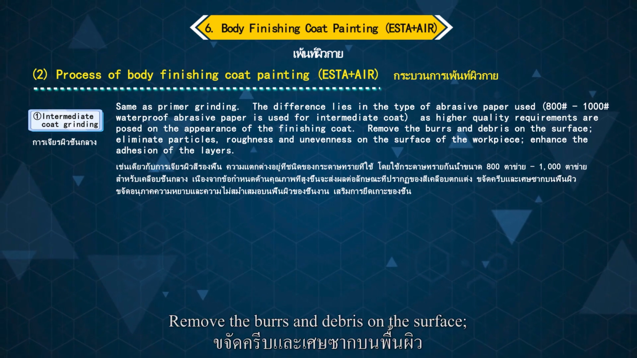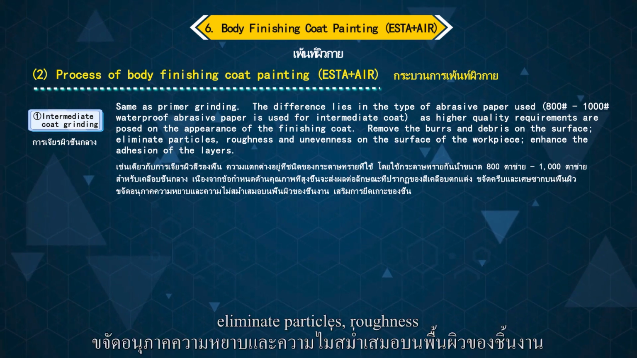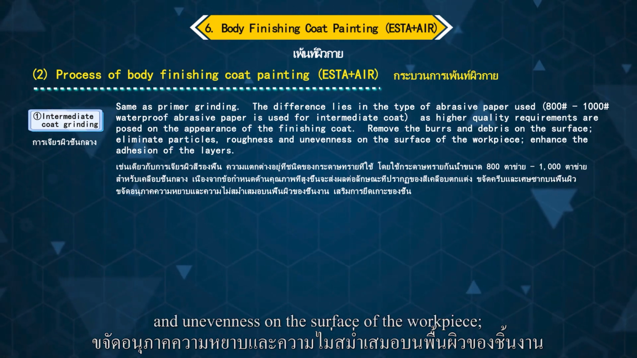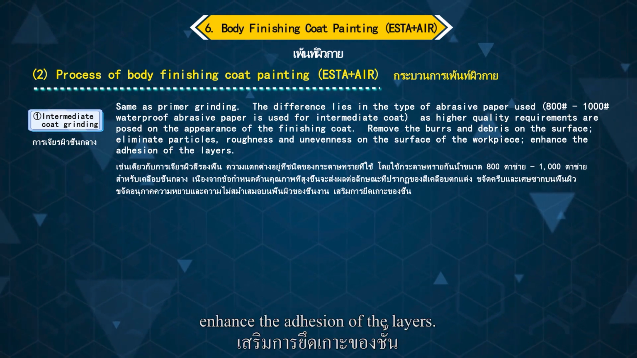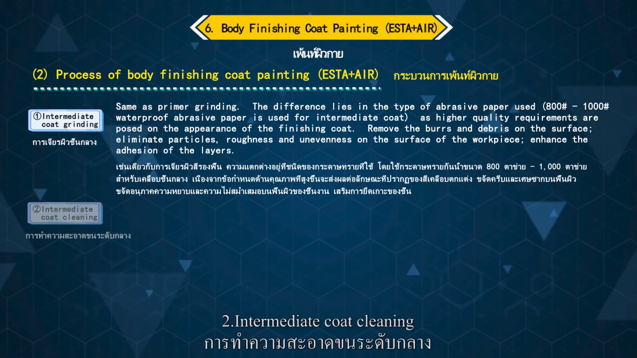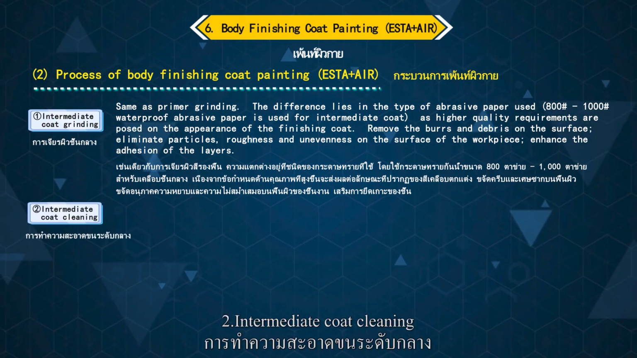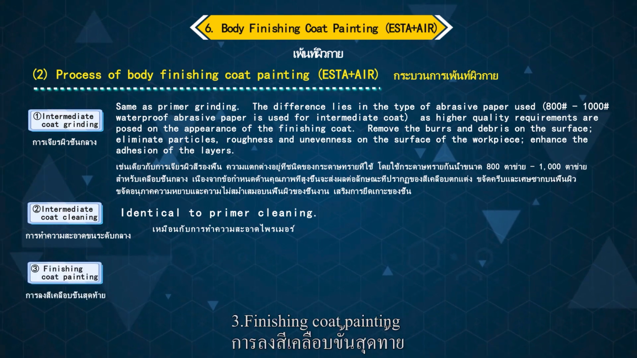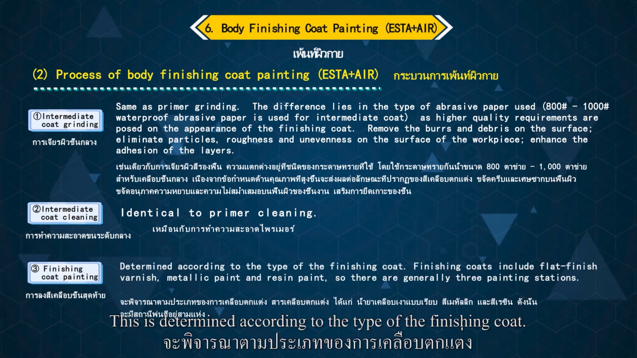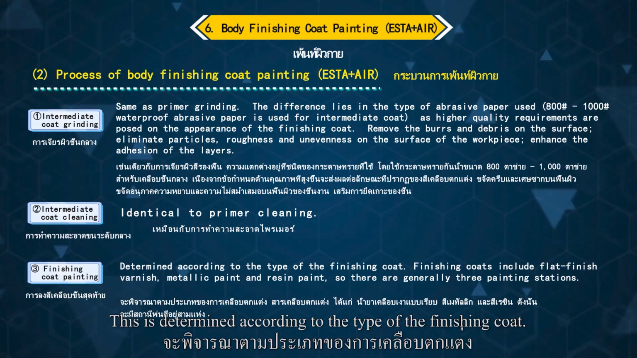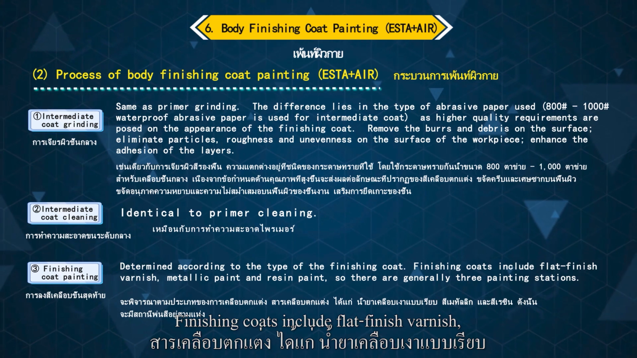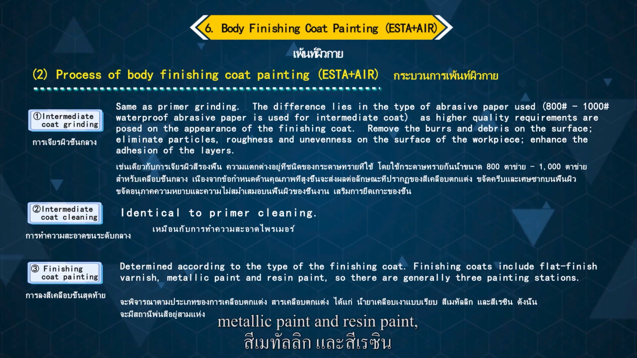Remove the burrs and debris on the surface. Eliminate particles, roughness, and unevenness on the surface of the workpiece. Enhance the adhesion of the layer. 2. Intermediate coat cleaning, identical to primer cleaning. 3. Finishing coat painting. This is determined according to the type of the finishing coat. Finishing coats include flat finish varnish, metallic paint, and resin paint.